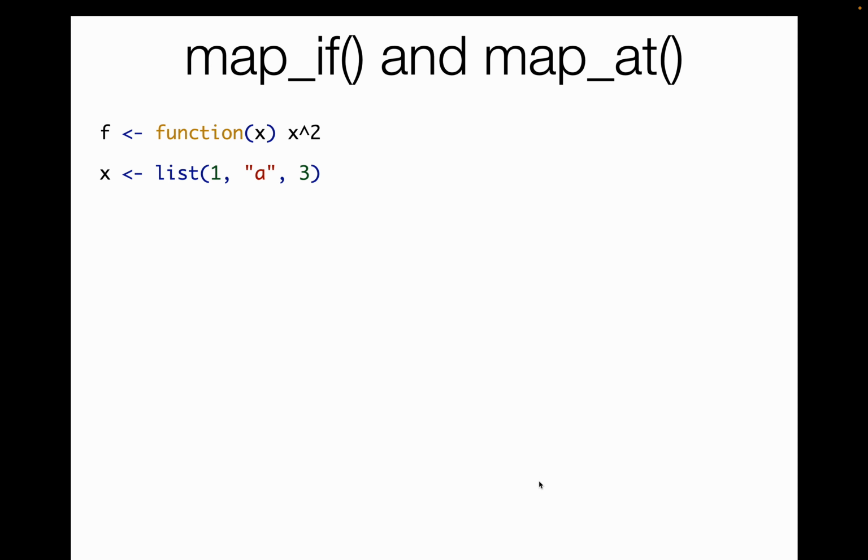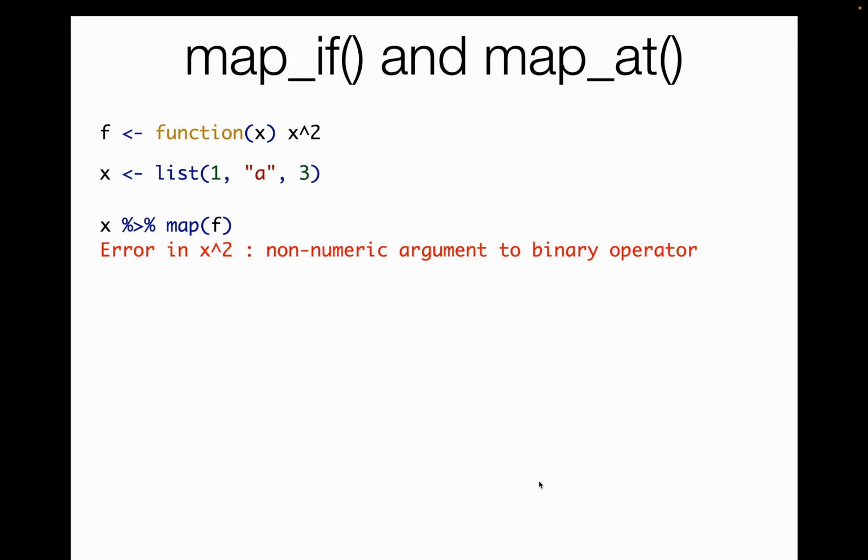So if I have a list, 1, a, 3, it's a mixed type list. So I have 2 numerics and 1 character. When you try to square a character, things aren't going to go well. You can't square a character, it would throw an error. And so if I tried to feed f to every element of the list, I'm going to get a non-numeric argument to binary operator. That's a common error that you'll see all the time. That means you've tried to do something with a character, basically. And so that's no good.